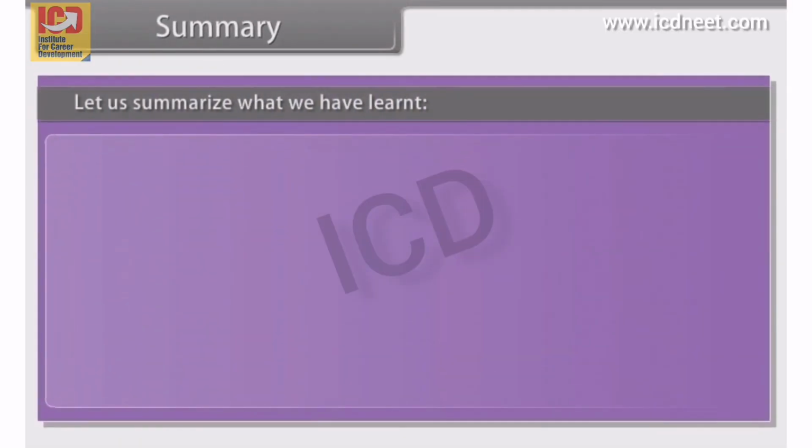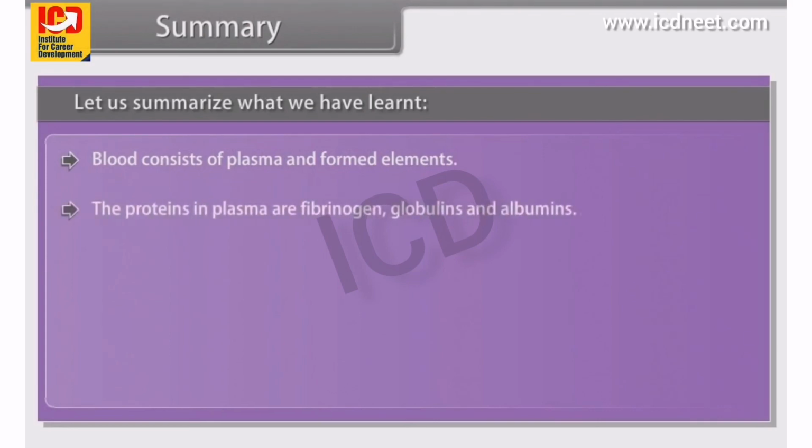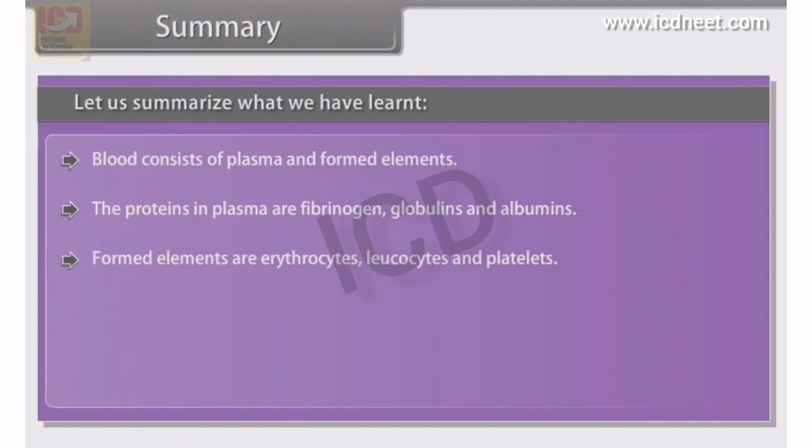Summary. Let us summarize what we have learned. Blood consists of plasma and formed elements. The proteins in plasma are fibrinogen, globulins and albumins. Formed elements are erythrocytes, leucocytes, and platelets. There are two groups of blood, ABO and Rh.